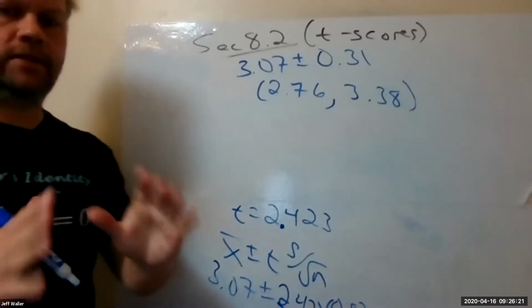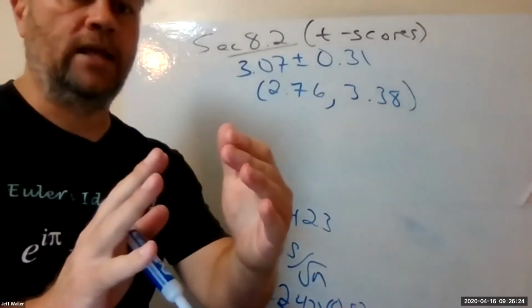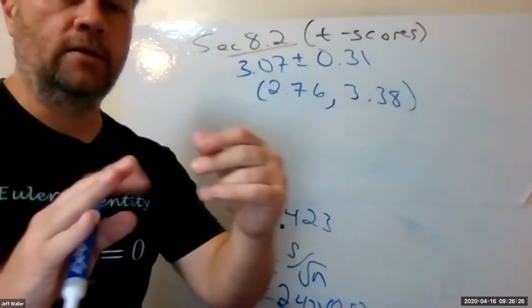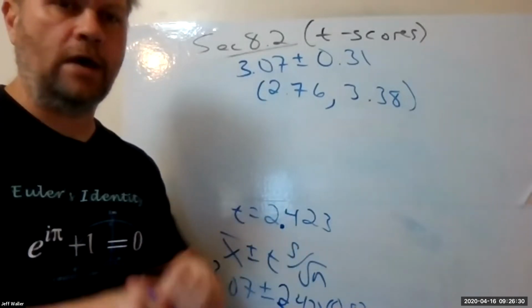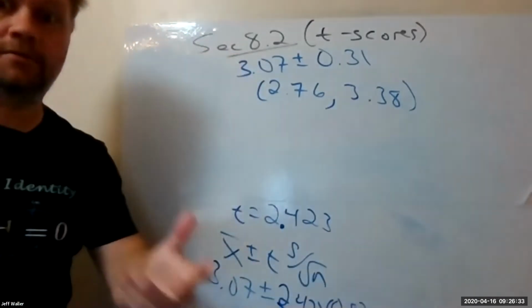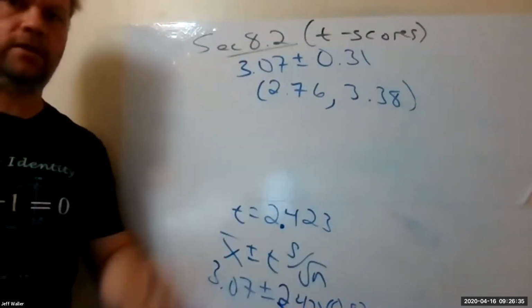T-scores are basically Z-scores that have been allowed to grow a little bit. Right? So if we thought it was 2,000 something, that would be remarkably insane. That would be way crazy big.